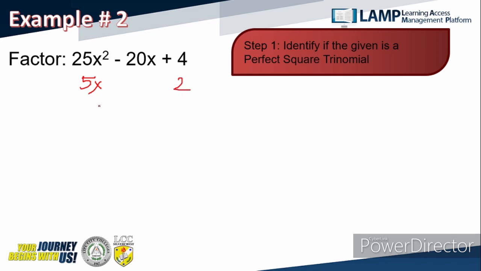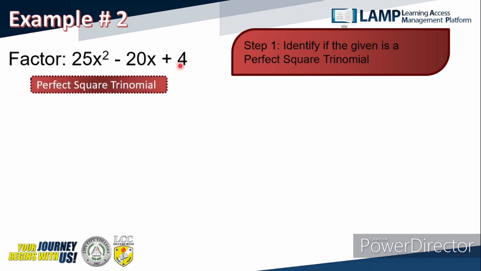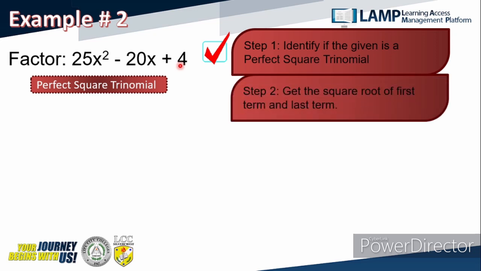Now, 2 times 5x times 2, the answer is 20x, in which they are the same. In short, we have a perfect square trinomial. So therefore, we are done with step 1. Now, what is step 2?